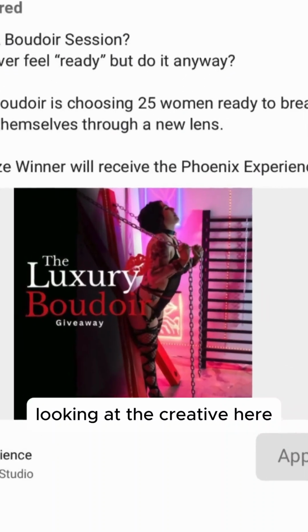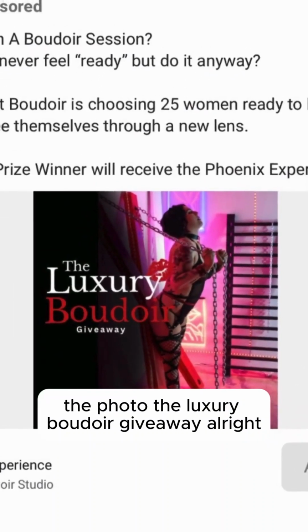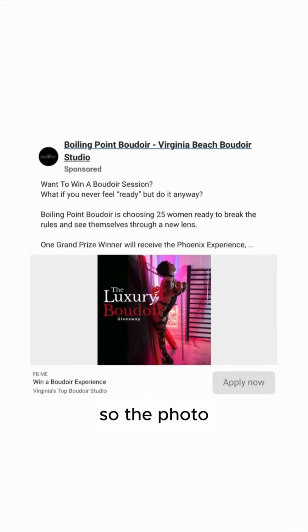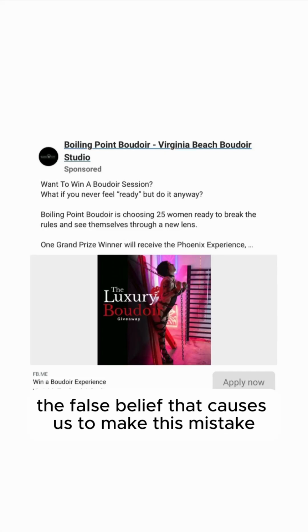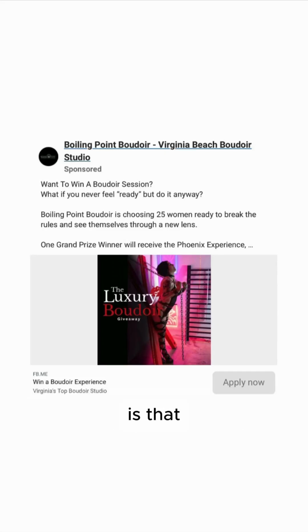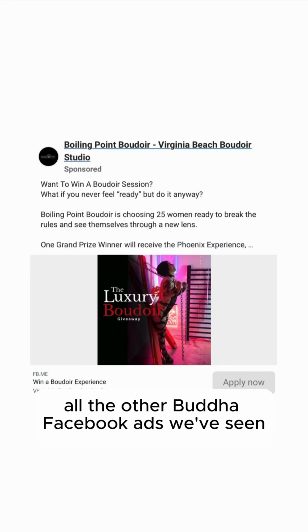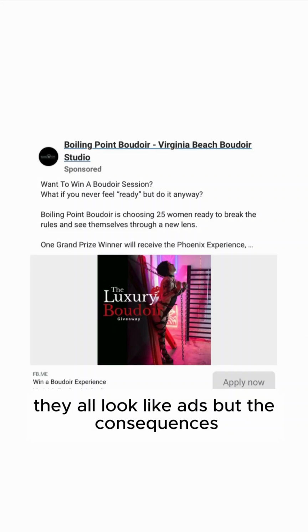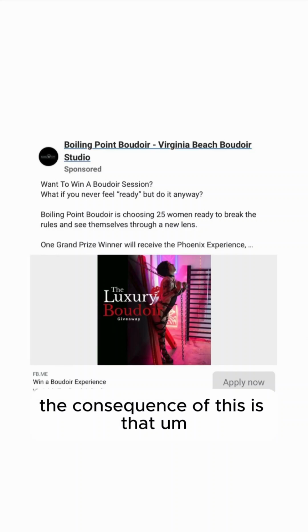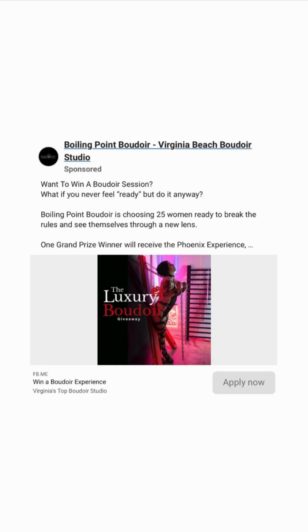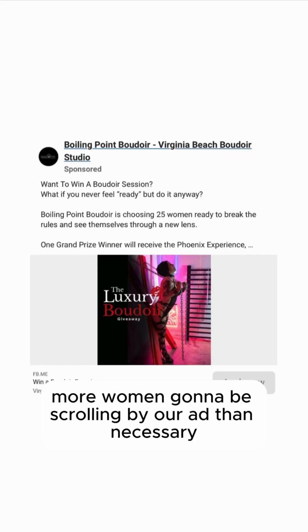Second, looking at the creative here, the photo, the luxury boudoir giveaway. This is the looks like an ad mistake. The false belief that caused us to make this mistake is that we believe our boudoir Facebook ad should look like an ad because that's what all the other boudoir Facebook ads we've seen look like. But the consequence of this is that way more women are going to be scrolling by our ad than necessary.